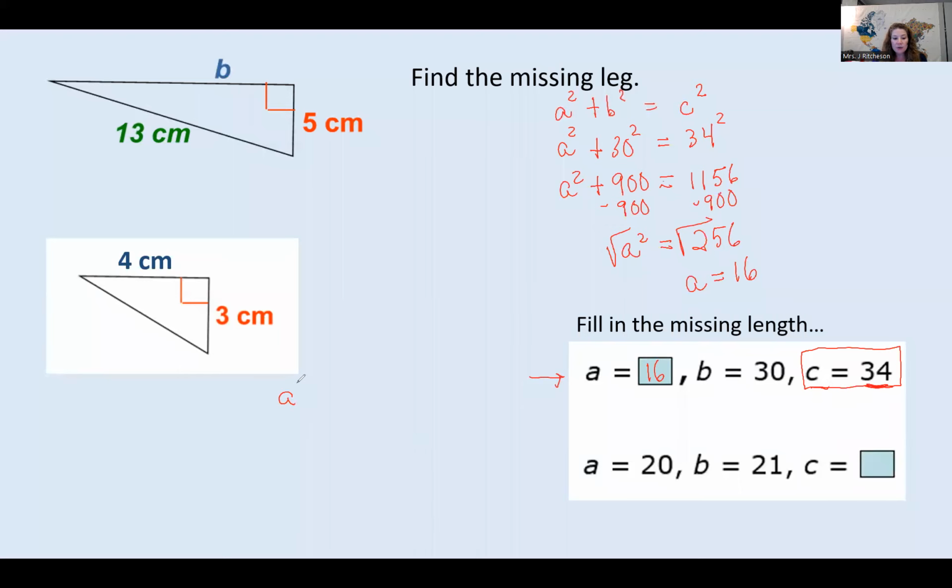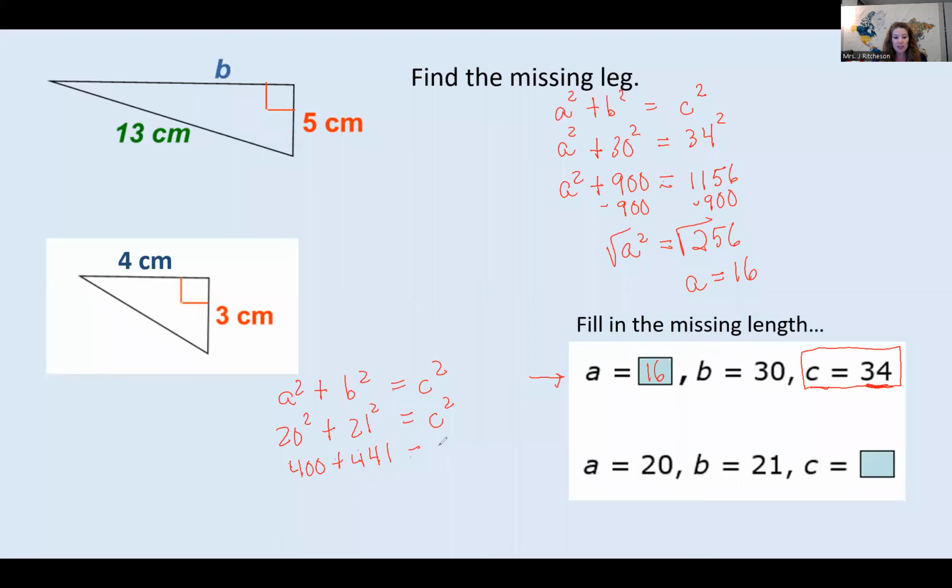All right, did you guys do the bottom one? So A squared plus B squared equals C squared. So A is 20, plus 21 squared, is equal to our hypotenuse squared. So we have 400 plus 21 squared, which is 441.